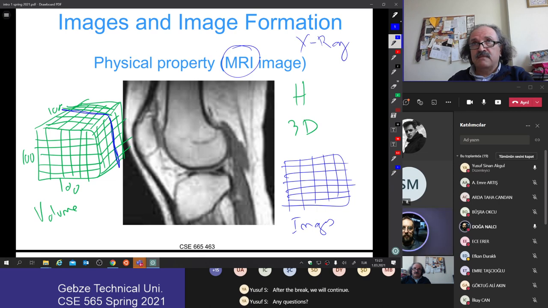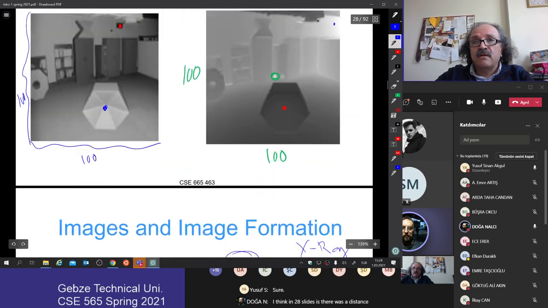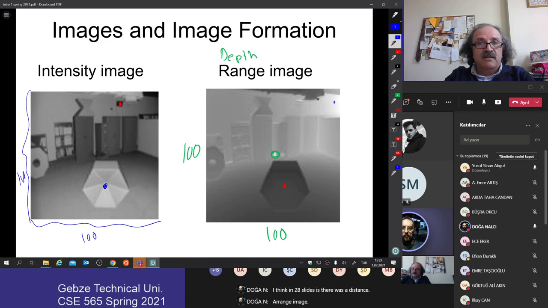I have a question. Sure. I think in the 28th slide, there was a distance, a range image. Yeah. In photographs, the image is reduced by a lens on the image sensor. But in that depth image, how can we get this image by a distance sensor? Because there is no lens for distance.